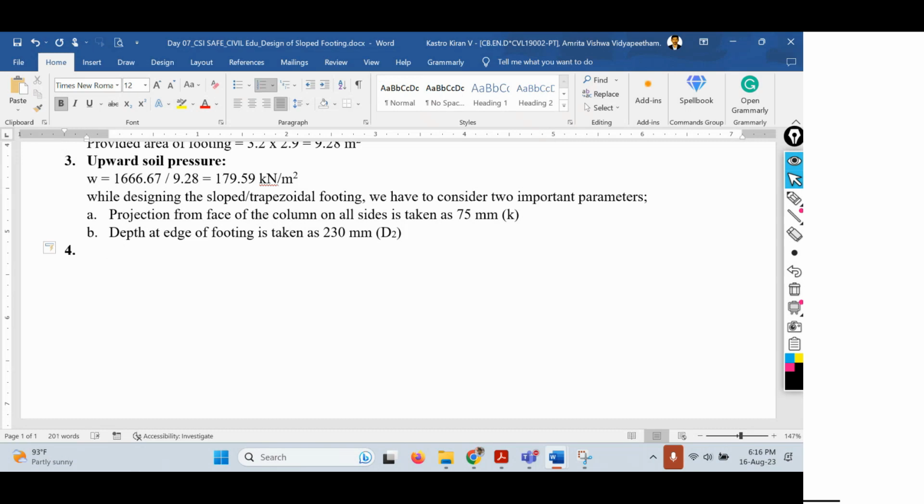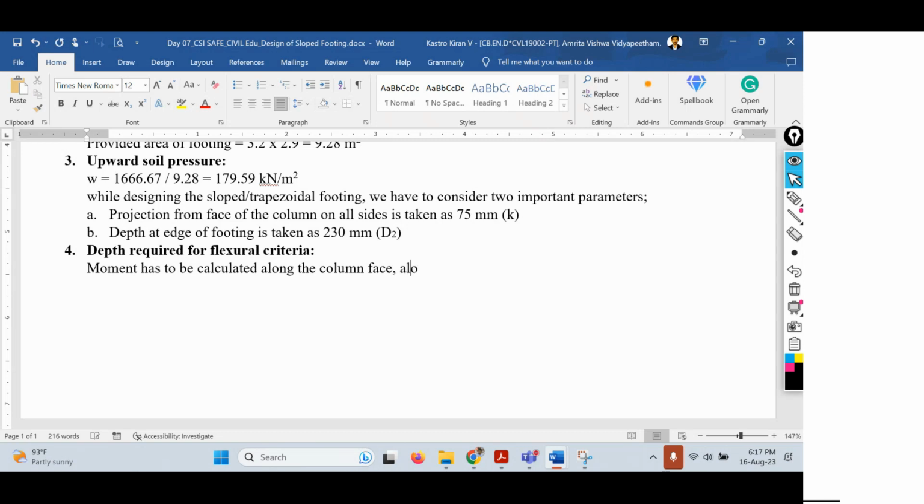So the depth required for flexural criteria. Now we know that moment has to be calculated. Whenever we are calculating, the moment has to be calculated along the column face.